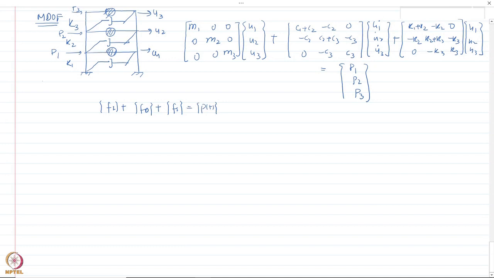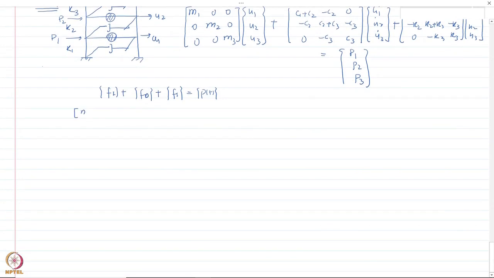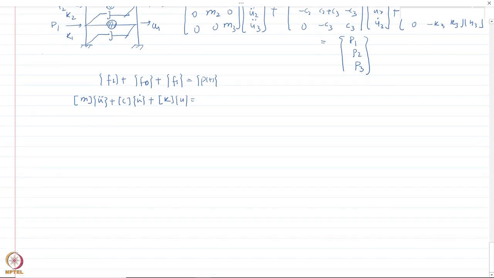And this is basically the extension of the equation that we had used for a single degree of freedom system. And of course, in this case, it can be written as mass times acceleration vector, plus damping matrix times velocity vector, plus the internal force, that is stiffness matrix times the displacement vector, equal to the applied force vector. So this is the general form of the equation of motion.